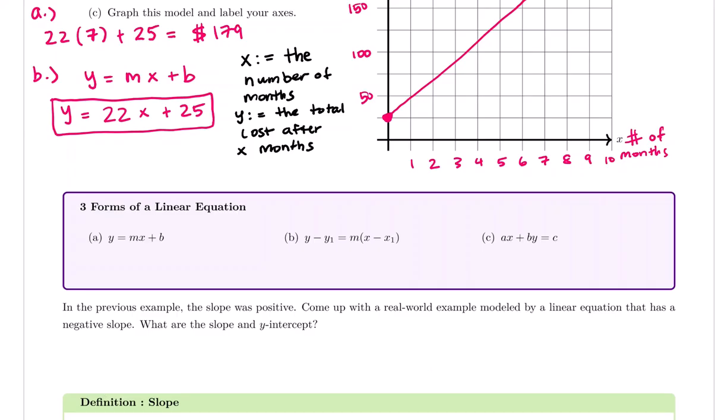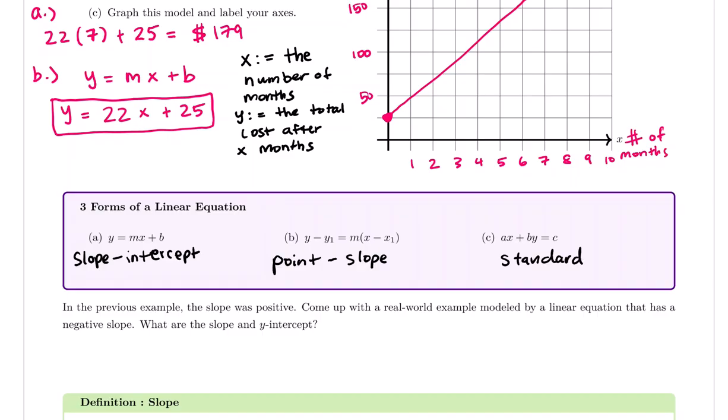In that previous example, we used one of the forms of a linear equation. That's this first one here, and this is called slope-intercept form. And two other ones that we might be familiar with are point-slope form, and then this last one, ax plus by equals c. This we will call standard form.